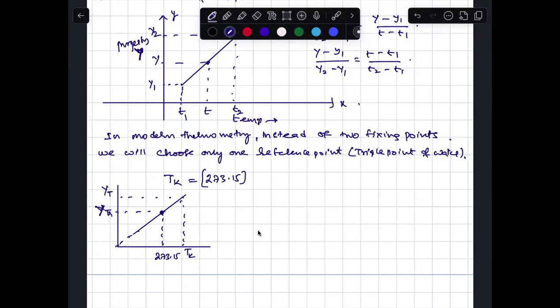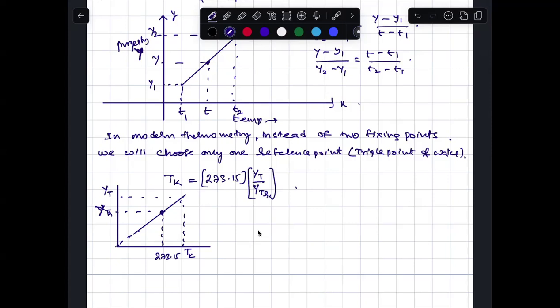Geometry says T Kelvin is 273.16 times Y at that temperature by Y at the triple point. You just need to measure the property at the triple point. You will get everything.